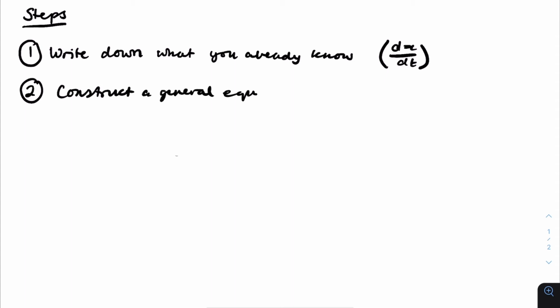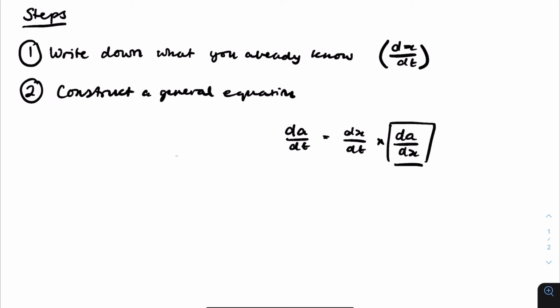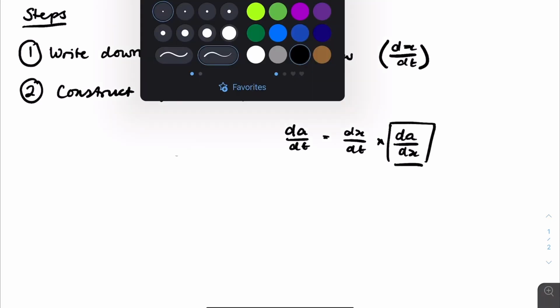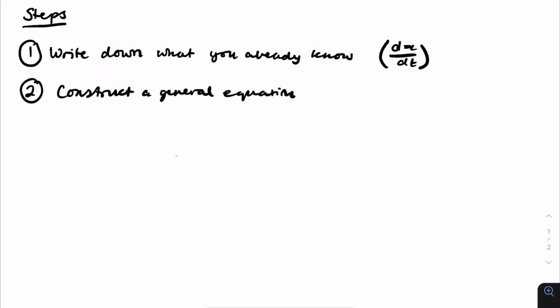Step 2, construct a general equation. So what I mean by that is, usually we'll make a multiplication kind of equation where the quantity you want to find, which is like dA over dt, is equal to the quantity that you know, which could be dx over dt in this case, times an unknown quantity that you have to find based on this equation. If we did dA over dt divided by dx over dt, we would need to find dA over dx. So construct an equation. So you now know what you need to find, which is dA over dx.